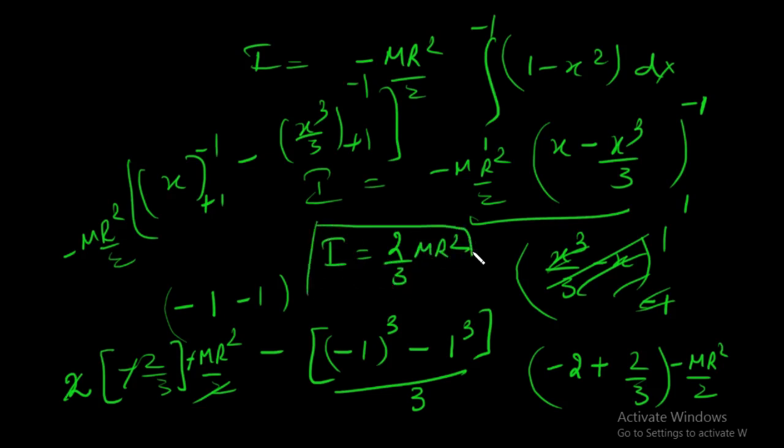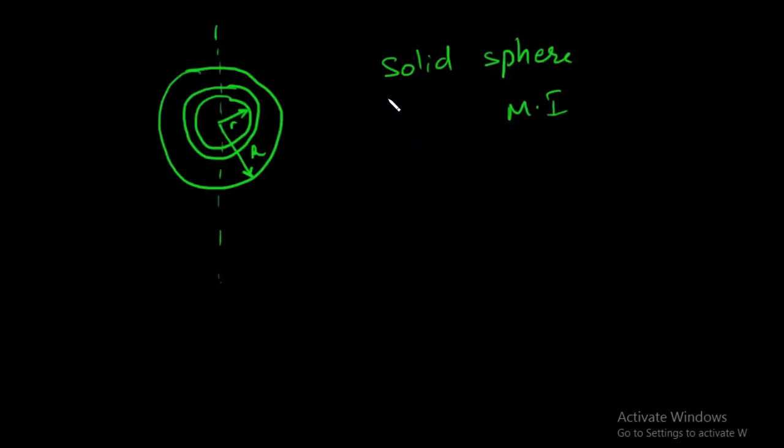So the final moment of inertia is 2 by 3 m r square for a hollow sphere. Remember, we are not doing it for a solid sphere. This is for a hollow sphere. Now we move on to the next problem. Suppose I have to calculate the moment of inertia for a solid sphere, about this axis. So what I do is I assume thin spherical shells. Why have I assumed thin spherical shells? Because we have to express the mass in terms of volume now.